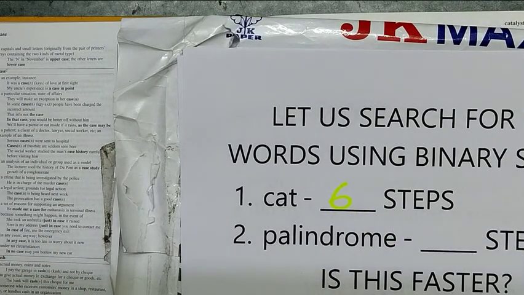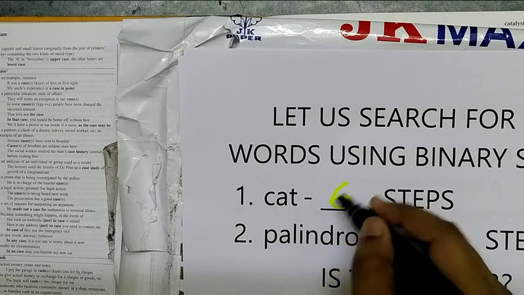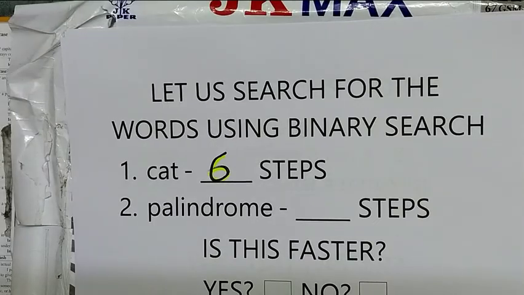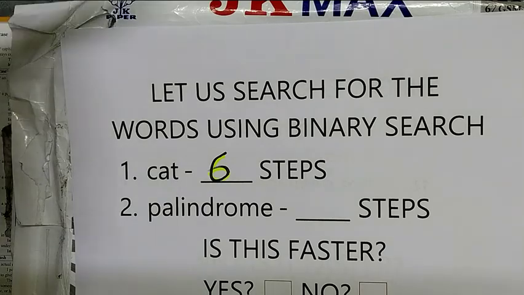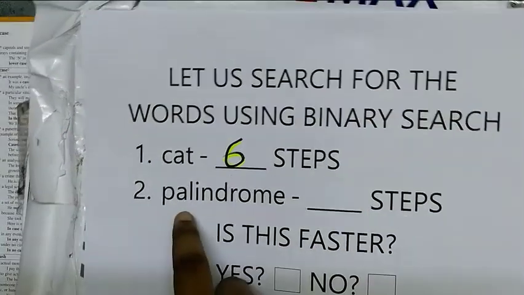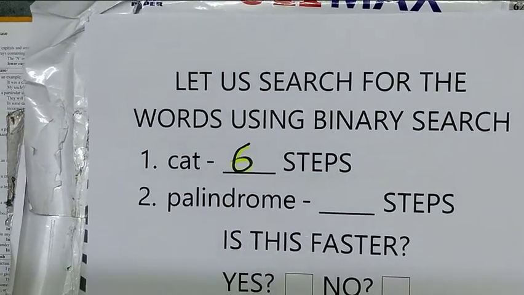Let's make it. It took us 6 steps. Alright? Now, you might think maybe that was a fluke, right? This algorithm working and getting the word cat. Now let's try to search for another word. If we are able to search that word, that would mean that this algorithm does work. So let's search the word palindrome now.